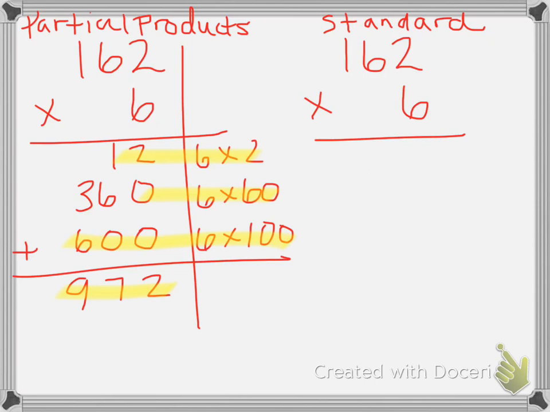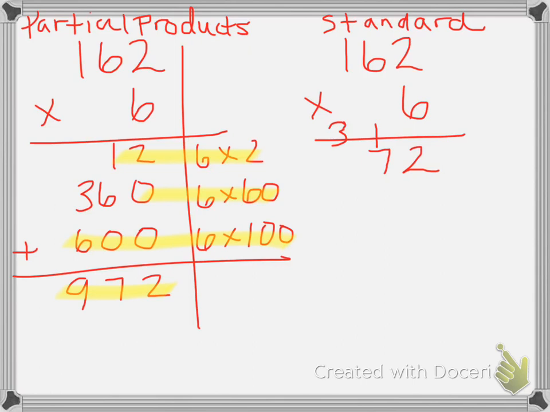6 times 2 got us 12. So I'm going to record the 2, and I'm going to rename that 10. 6 times the 6 that's in the tens place gets us 36 plus the 10 that we renamed. So that's going to be 37. 7 gets recorded in the tens place because we actually have 37 tens, when you think about that place value we're in. 37 tens, I'm going to rename the 300s.